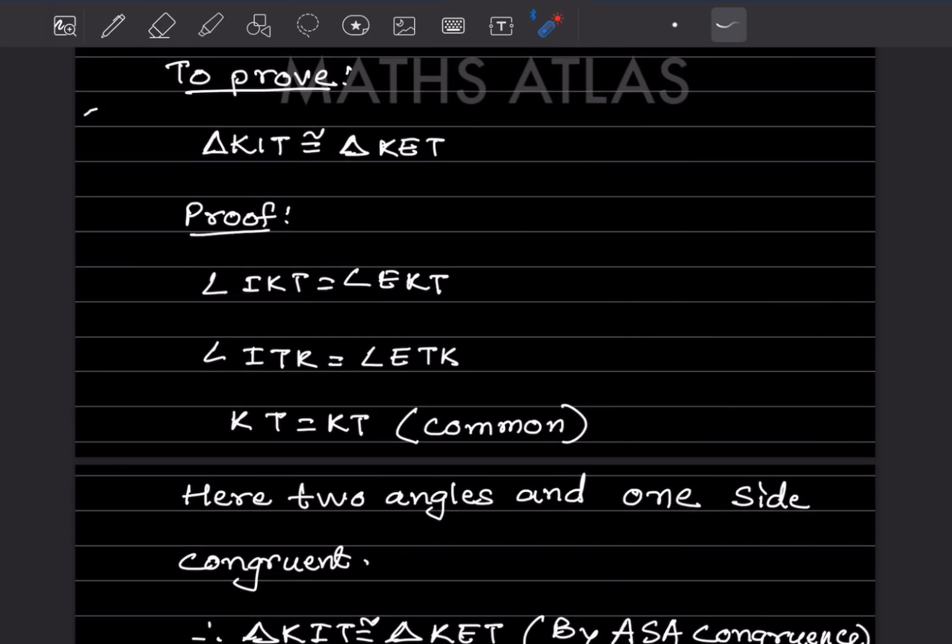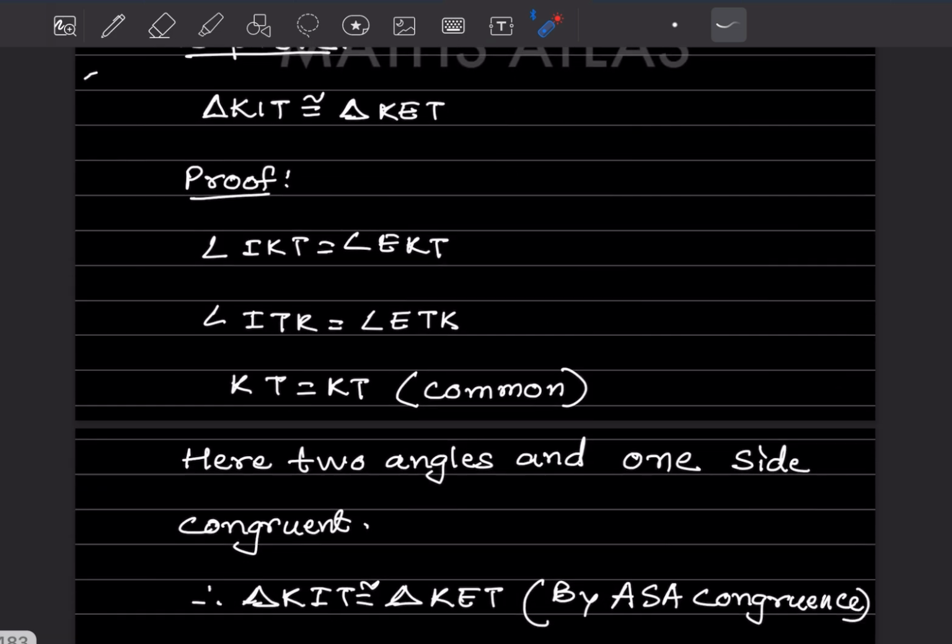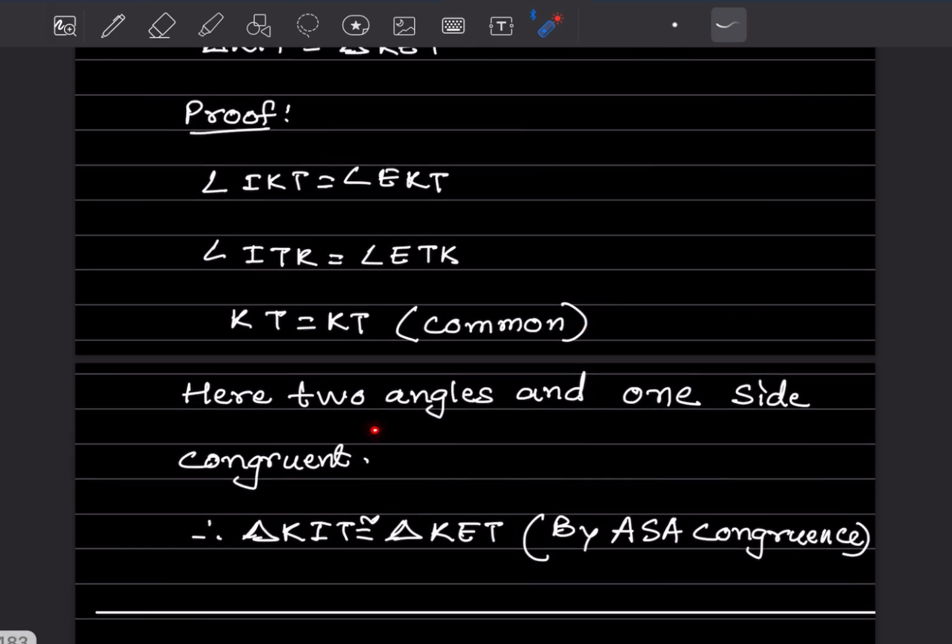And what is given here? KT is equal to KT. As I told you, this KT is equal to KT. So that is common. So here what we can see, two angles and the included side are congruent. So we can say that is ASA congruence.